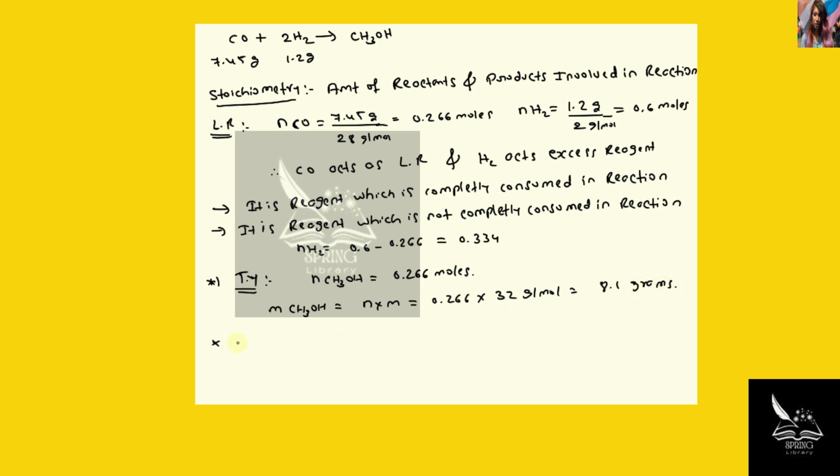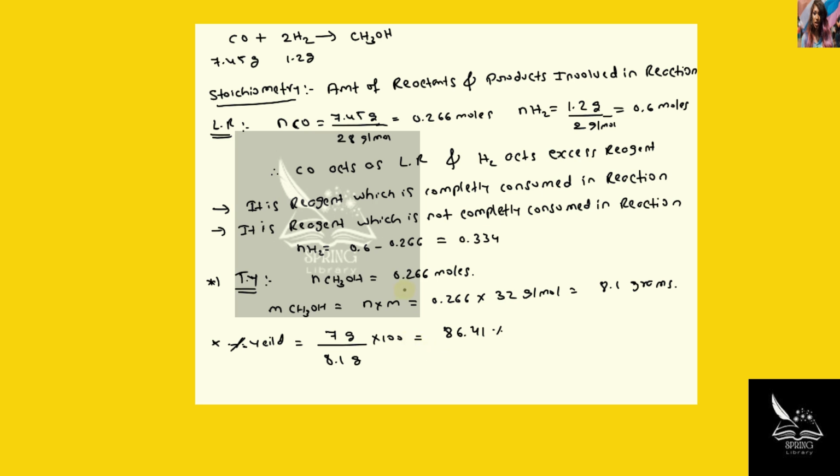After that we are going to find out the percentage yield, which is equal to practical yield upon theoretical yield into 100. Let us assume the practical yield is 7 gram, upon the theoretical yield, which we got as 8.1 gram, into 100. So we get the percentage yield as about 86.41%. Actually we have to produce 8.1 grams, but in practice we produced 7 grams. That is why the percentage yield is 86.41%. So this is our percentage yield.